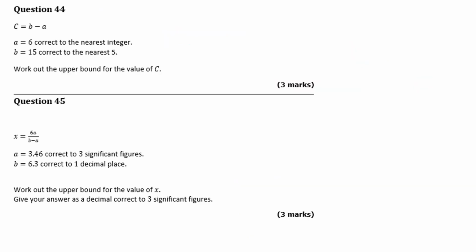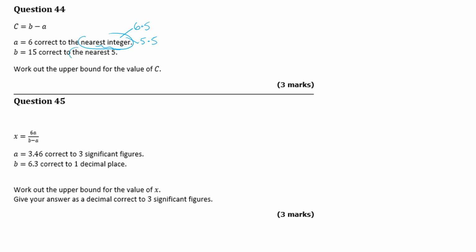Next, we're going to have a look at bounds. Now, whenever you're told that a number is rounded to the nearest, whatever it's been rounded to, you half that. So the nearest integer means the nearest whole number. So that's the nearest 1. So half of 1 is going to be a half. So the upper bound is going to be 6.5 and the lower bound for a is going to be 5.5.